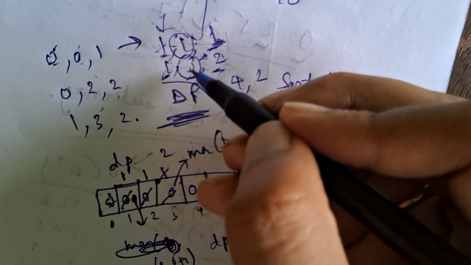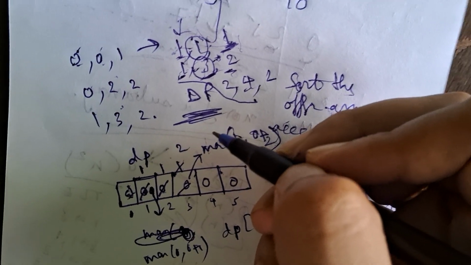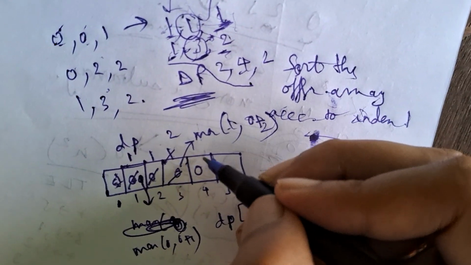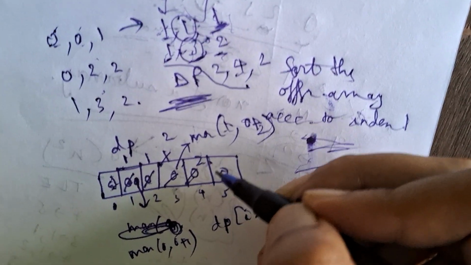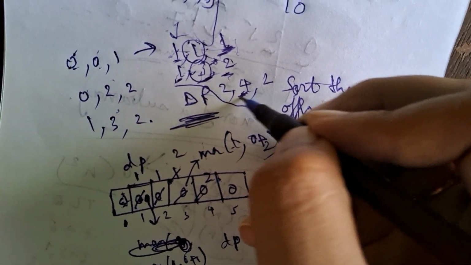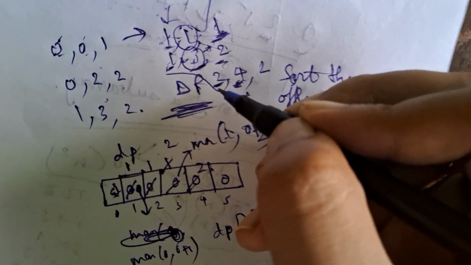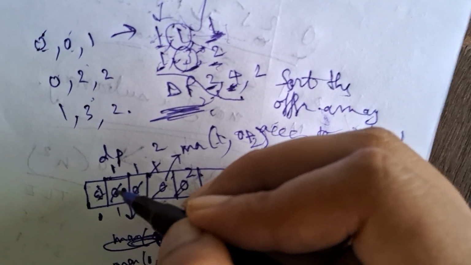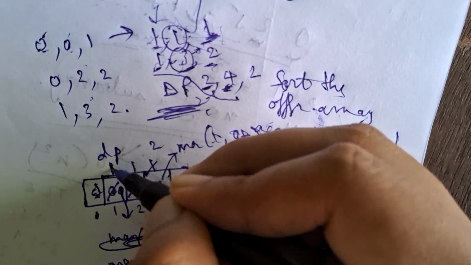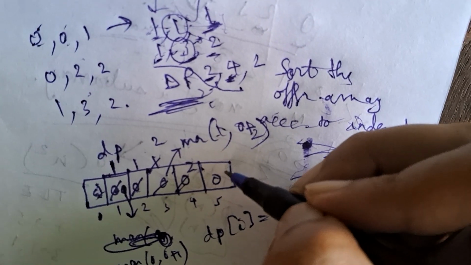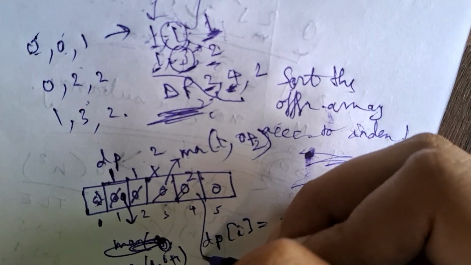And again, from 3 to 4 every element is going to be 2, right? Now for this fourth thing, we check for 2, that is 2 minus 1, that is 1, right? So at one position, what is the value of dp? It is 1, right? So what is this going to be?